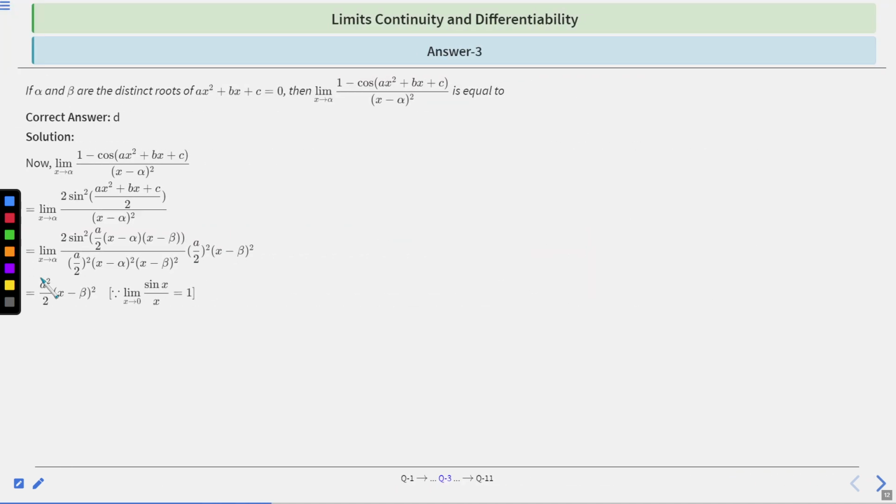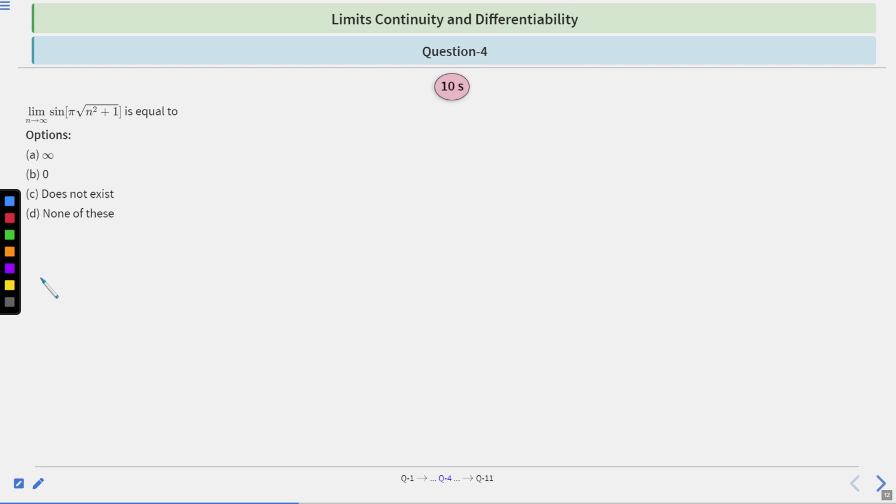Let's move to the next question. Question number 4. It says limit n tending to infinity sine pi root over n square plus 1 is equal to. So you have 10 seconds to solve this question. After 10 seconds, we will discuss the solution. Okay, let's move to the solution part.